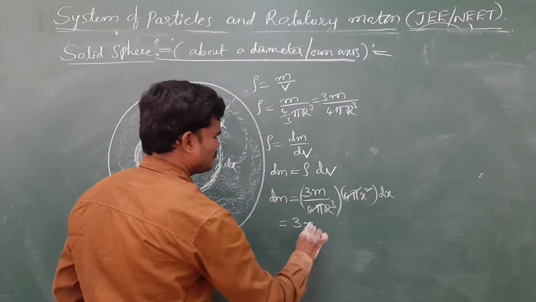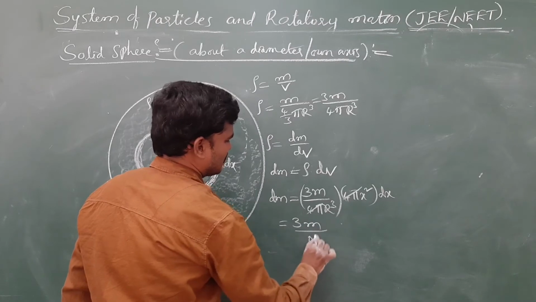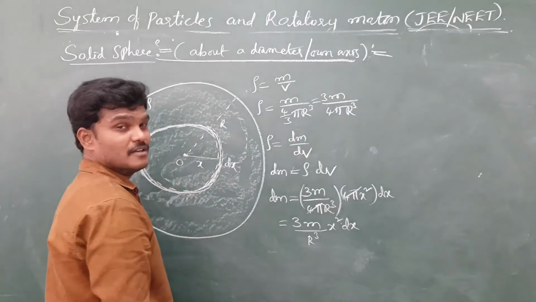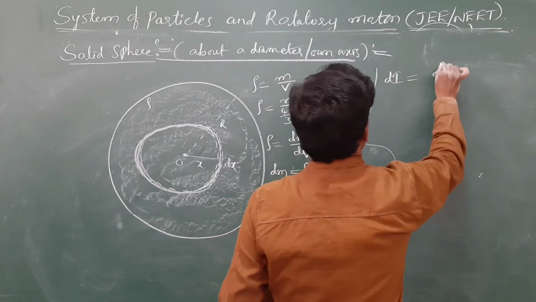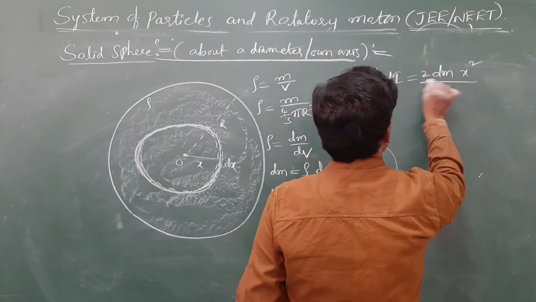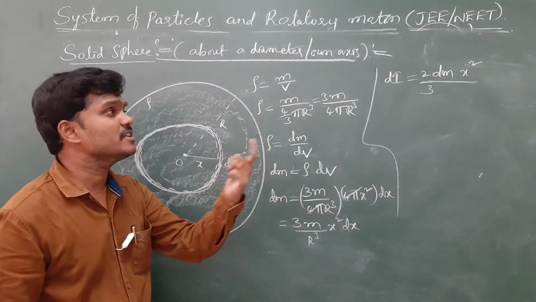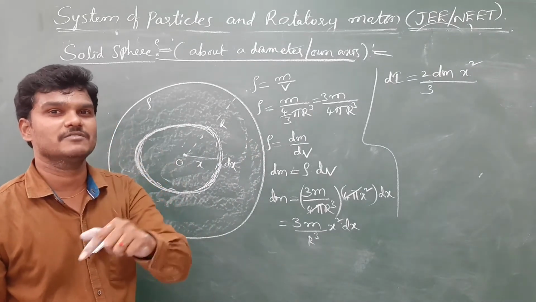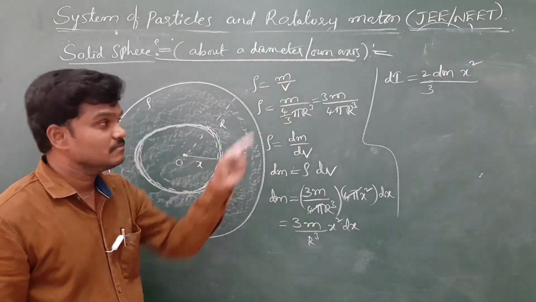Now the mass of that part is 3m by 4 pi r cube times 4 pi x squared dx. This is the mass. And the moment of inertia due to the small part, dI, is equal to dm into x square, multiplied by 2 by 3. Why? Because the small part is like a hollow sphere. The hollow sphere about its own axis has the formula 2 by 3 mr square. 2 by 3 m is nothing but dm, r is nothing but x.